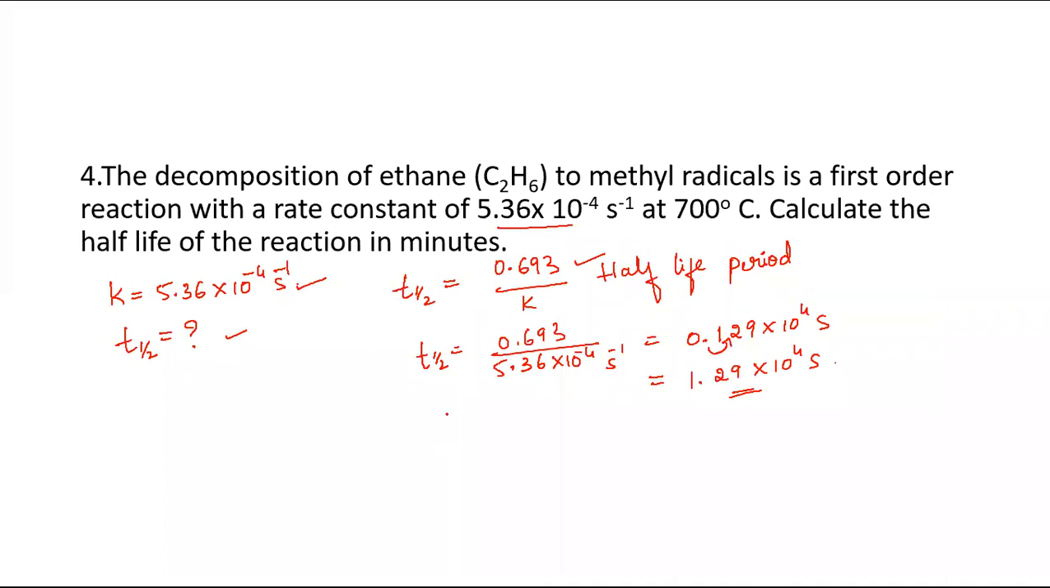And still we have not completed our problem because it is in seconds, but they have asked you to calculate in minutes. Here you can see, calculate the half-life of the reaction in minutes. You have to be careful with the question. How to convert seconds into minutes? By dividing this value by 60, because we know that 1 minute is equal to 60 seconds. Then the final answer will be 1.29 divided by 60, which is 0.0215 into 10 to the power of 3.